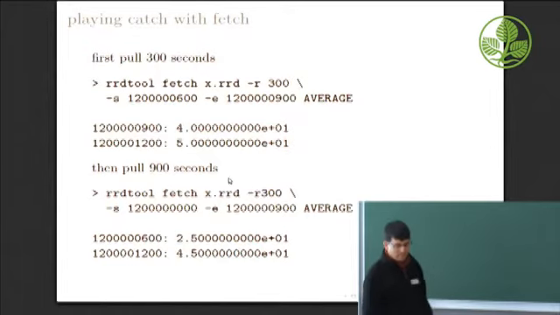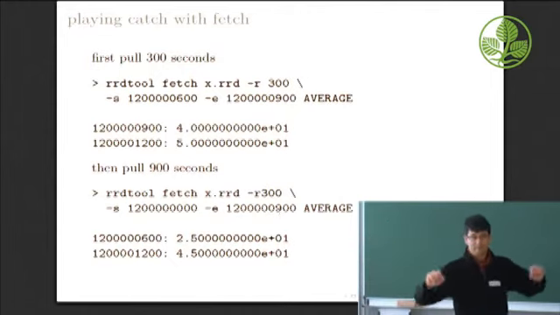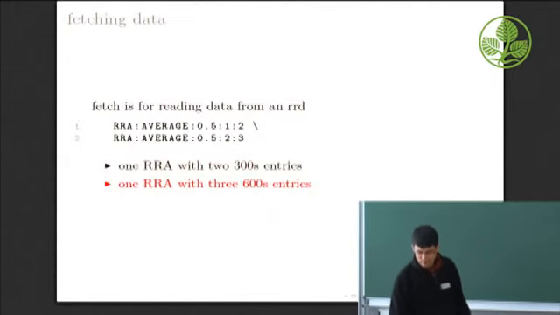And then the second request is to get a longer period of data. Now, the longer period of data is not covered by my high-resolution round-robin archive, because the first round-robin archive only stores 2 data points at 300 seconds. So it will end at 600 seconds. It's very short, right? It has only 2 storage spaces. Whereas the second round-robin archive has 3 storage spaces 600 seconds apart.